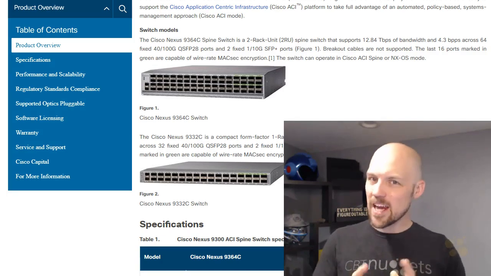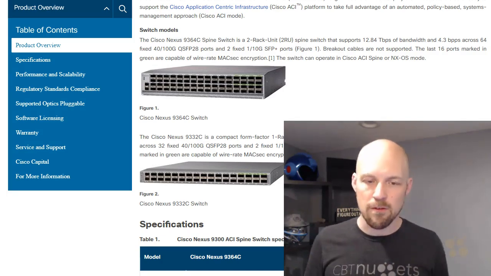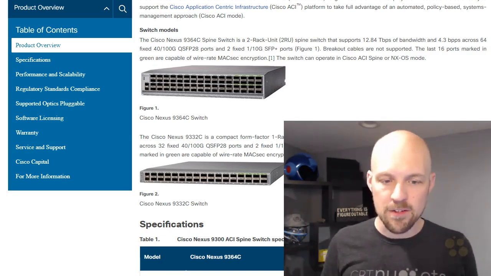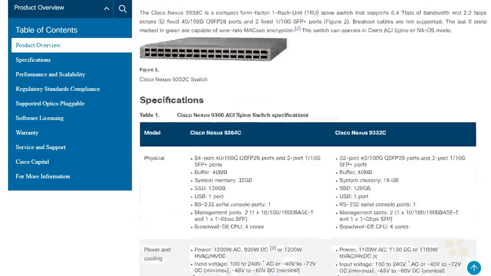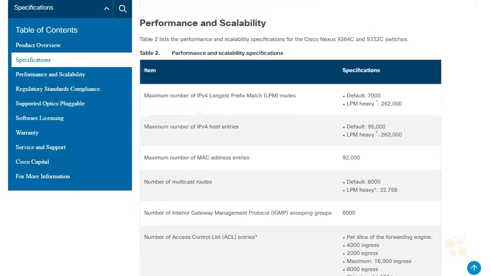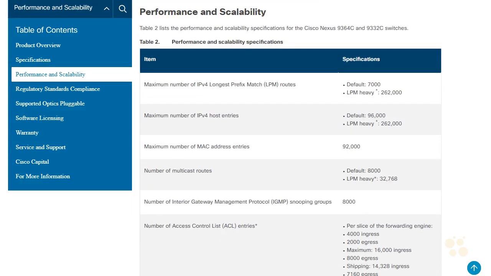And there actually are a couple of caveats we want to be careful of if we're going to deploy 9300s as our spine switches. And in order to see those caveats, we only need to scroll down a little bit to the section on performance and scalability. And right here we can see a couple of limitations. So first of all, we look at the amount of routes that we can have in the routing table. So 96,000 routes, and also the number of MAC addresses.